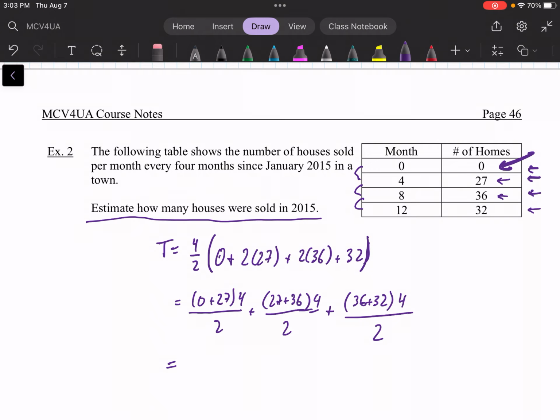If you work this out, well, this value just turns out to be 54. This one turns out to be 126. The last one turns out to be 136. We add up all these. This turns out to be 316. So there are 316 homes approximately being sold in the year of 2015. And thus concludes this lesson.